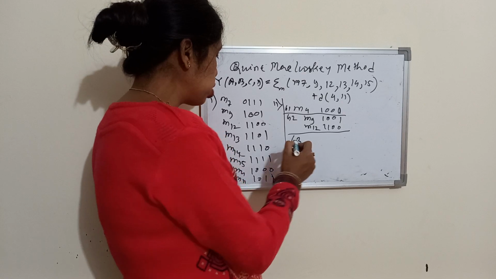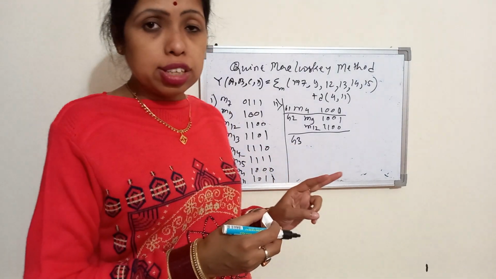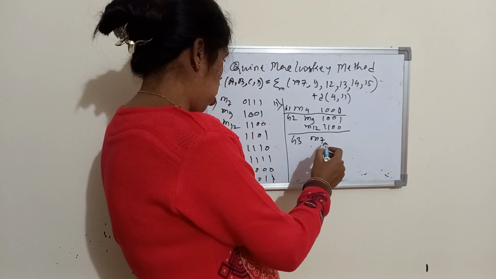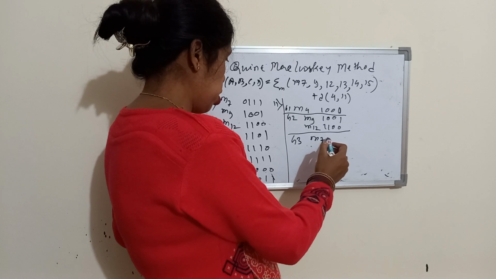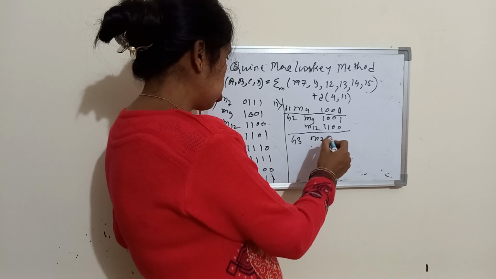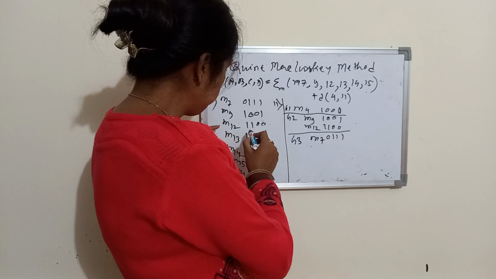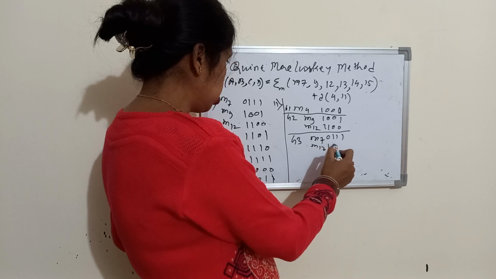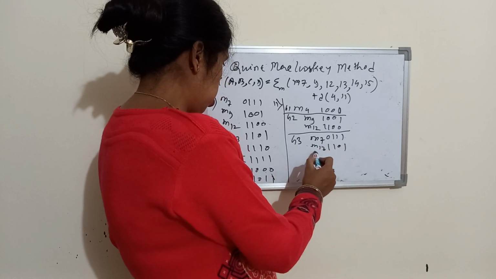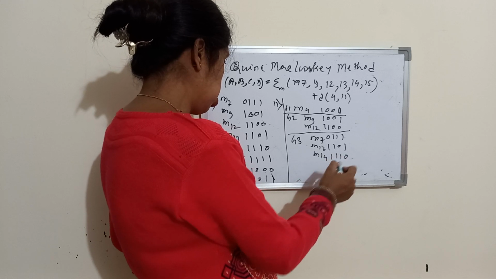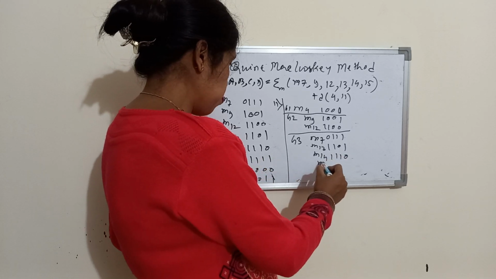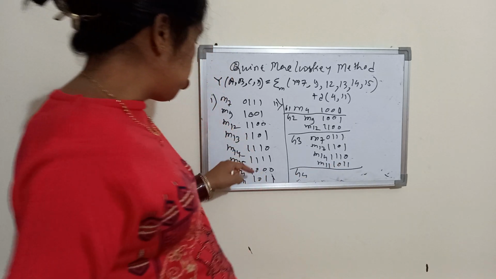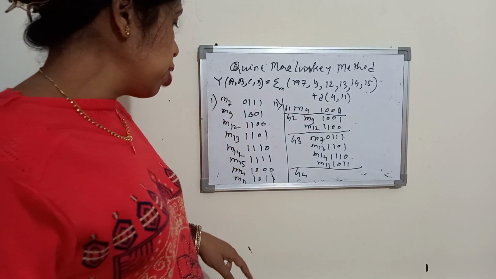Next is group 3. In group 3, I will find those minterms which have three ones. First is M7. M7 is 0, 1, 1, 1. Next is M13. M13 is 1, 1, 0, 1. Next M14, 1, 1, 1, 0. Okay, M11, 1, 0, 1, 1. No more minterms have three ones, right?